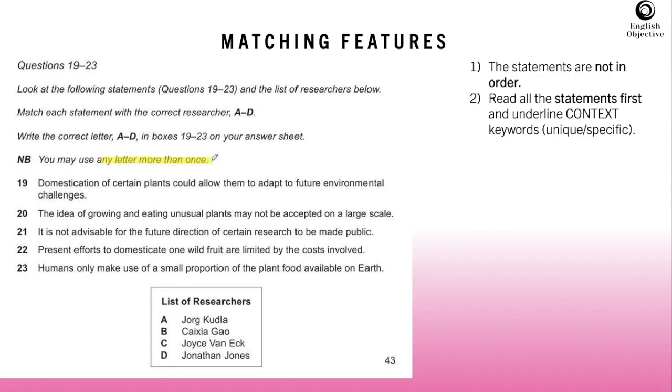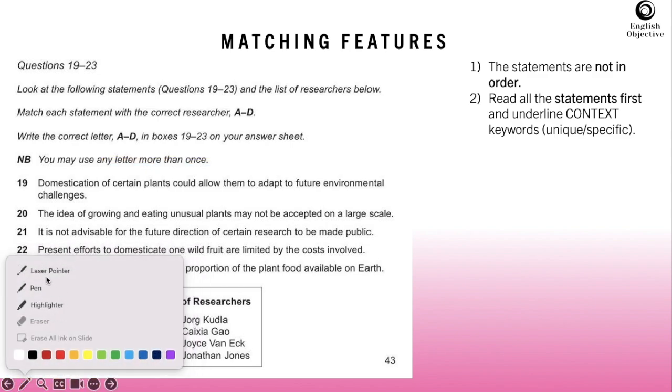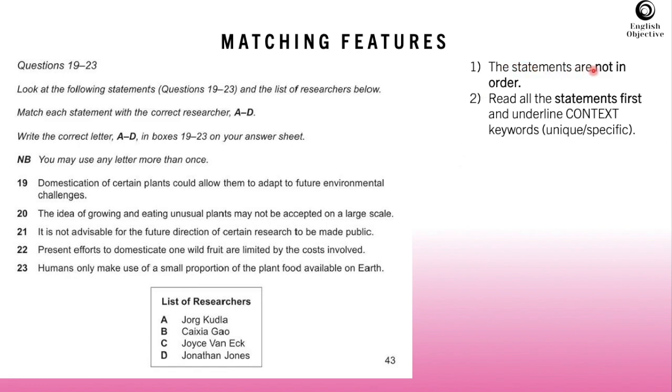So the first thing that we have to know is that the statements are not in order. So we need to read all the statements first and underline the context keywords, those words that are unique and specific to that topic. So from question 19 to 23, we are going to highlight the specific words for the topic. Let's have a look at question 19, and we have domestication.